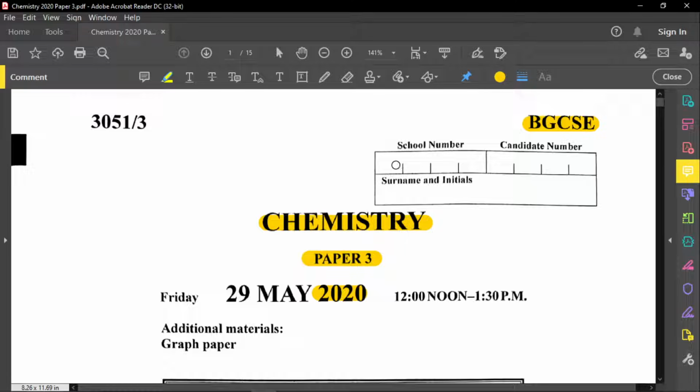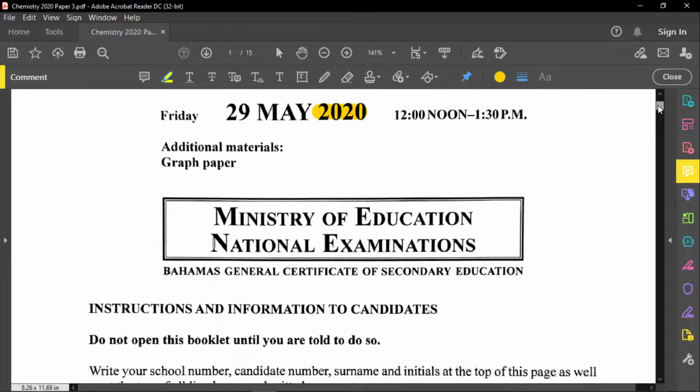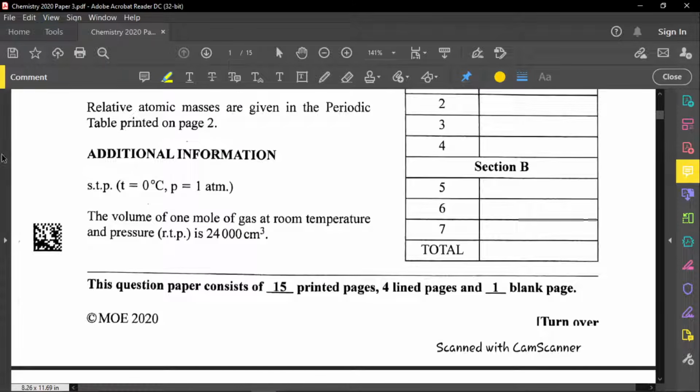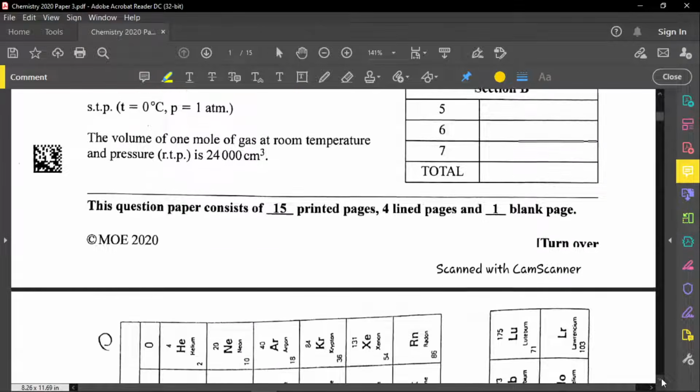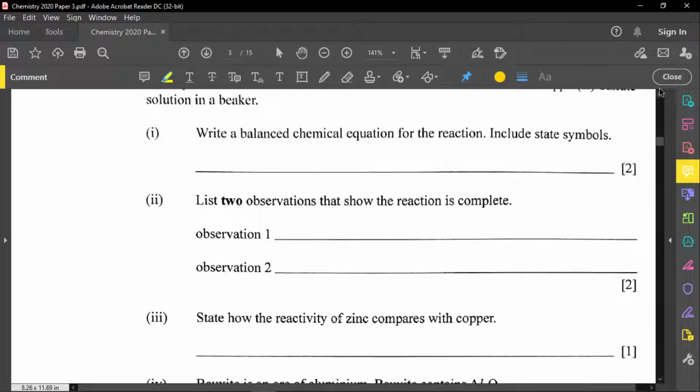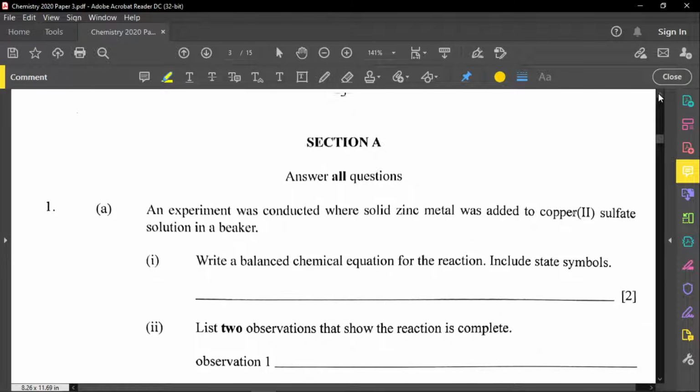Again, before you start this examination, write your school number, your candidate number, your surname, and your initials. Please read through the instructions carefully before you start. Also note that you will sometimes get additional information that you need for the examination. They also provide you with a periodic table that you can make use of if you need to do so. Now let's jump into question number 1.